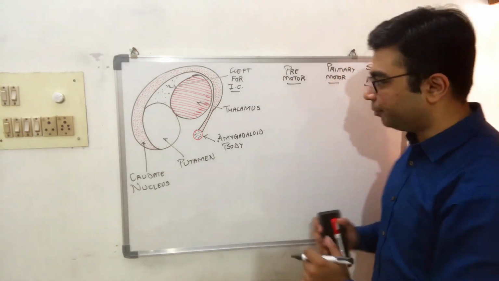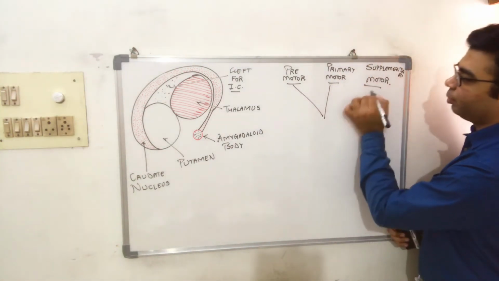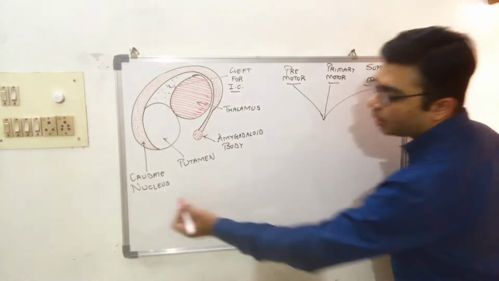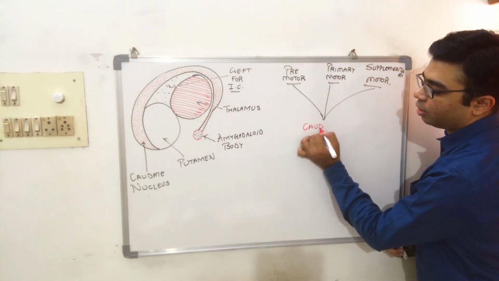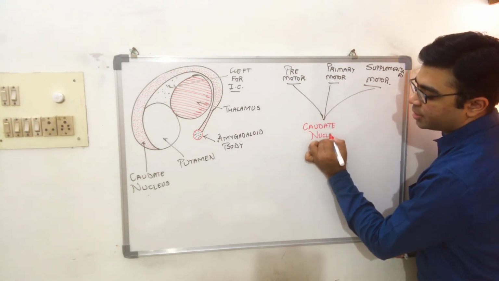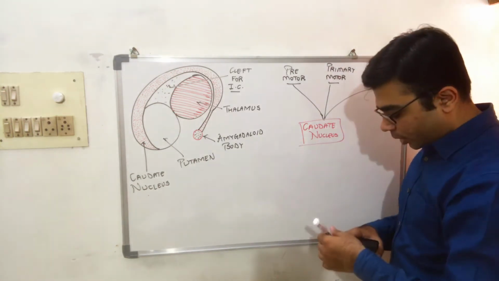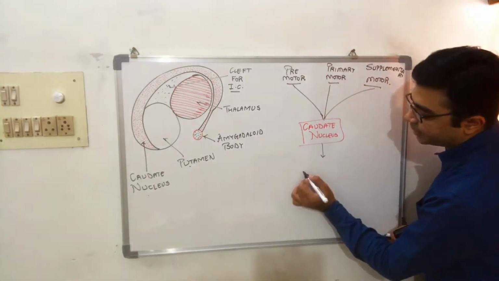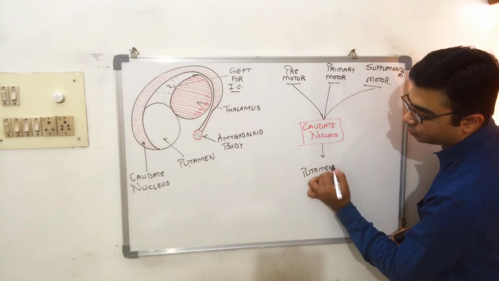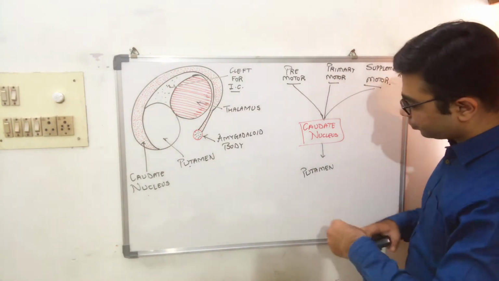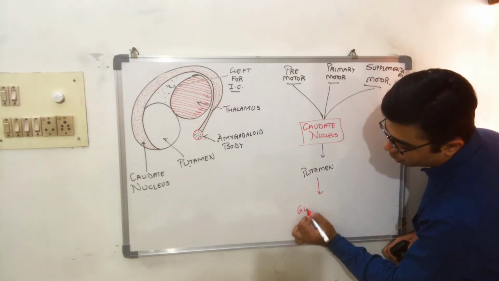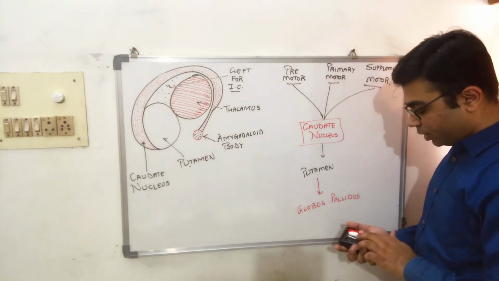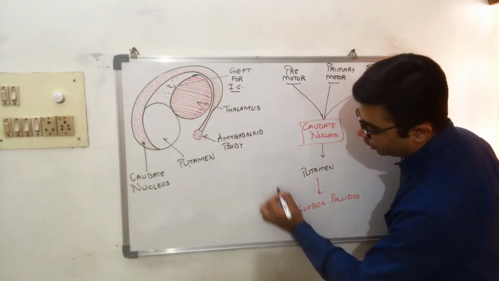Now, fibers from the premotor area, primary motor area and the supplementary motor area are reaching up to this particular structure, that is the caudate nucleus. Right, so that is the first one. From the caudate nucleus, they are again going into the second one, that is the putamen. And from the putamen, they are going to the globus pallidus. And from the globus pallidus, they are again going into three different areas.